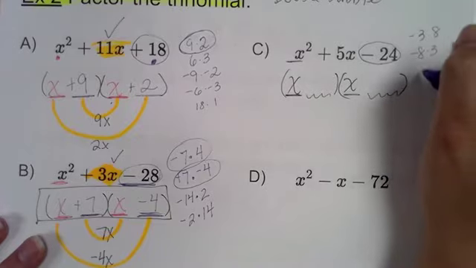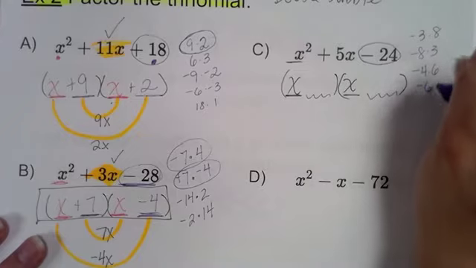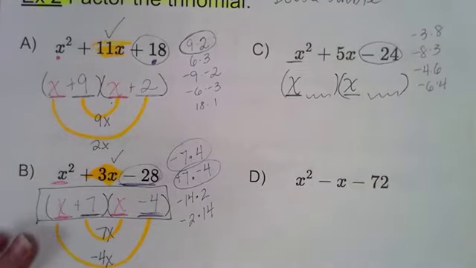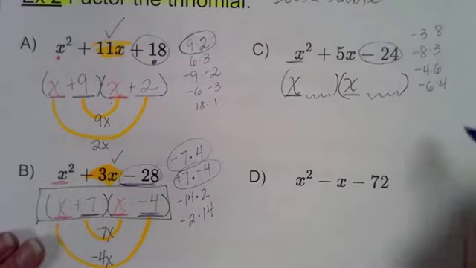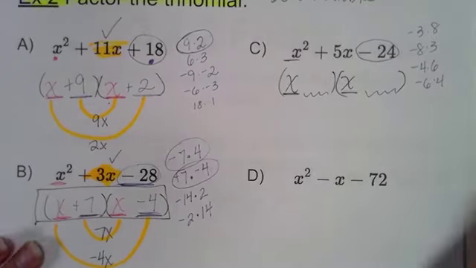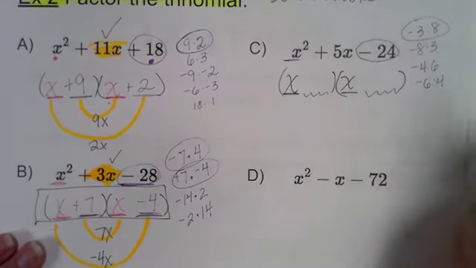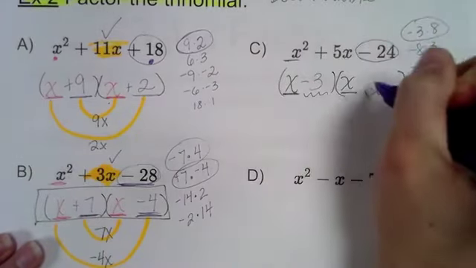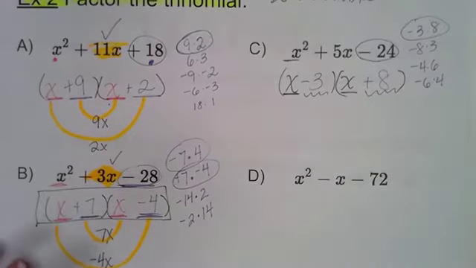What else? What other numbers do we got? Negative 4 times 6 or negative 6 times 4, negative 12 and 2, vice versa. Okay, 24 and 1. Lots of possibilities here. Which one do we want? Negative 3 and 8. Let's check. Negative 3, positive 8. Fill in those blank spaces.